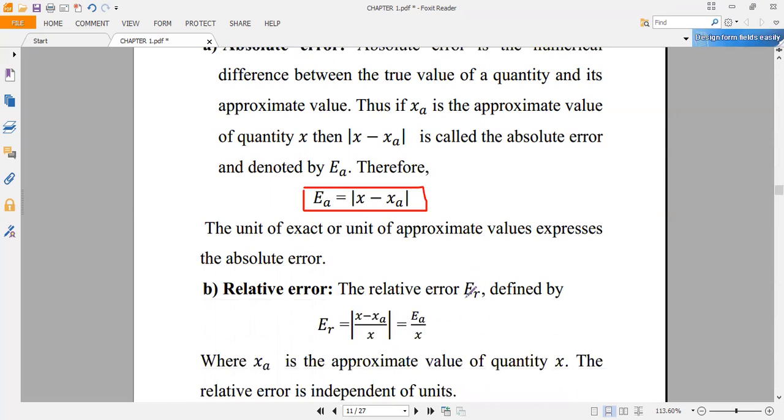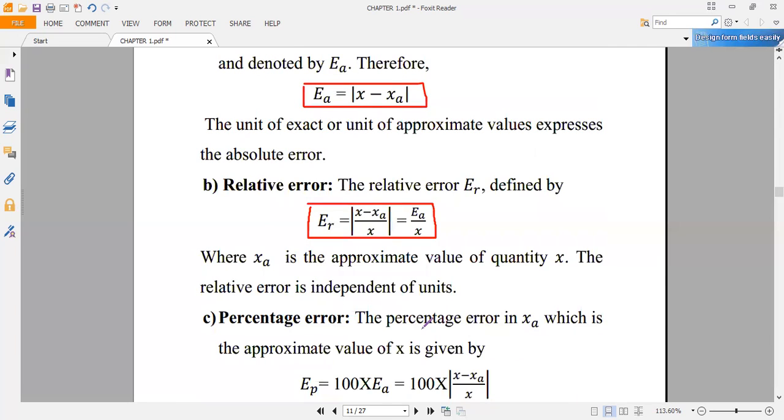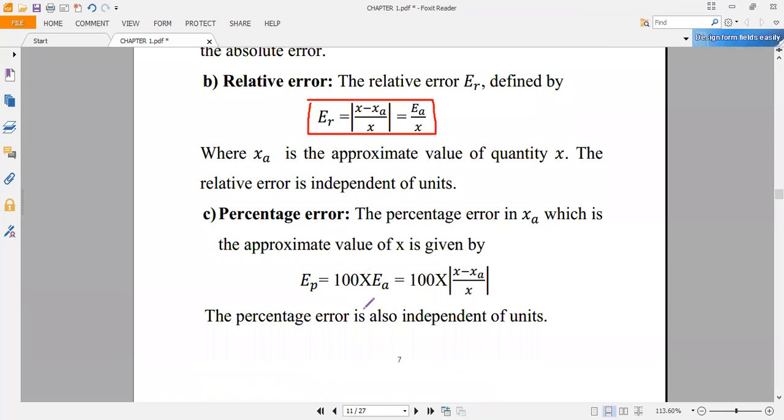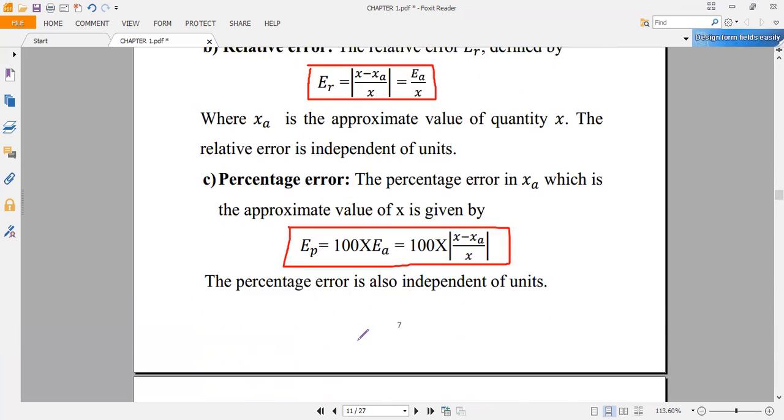The other one is the relative error, which is obtained by dividing the absolute error by the exact value. The relative error is defined as the absolute error over its exact value, and it is independent of units. The percentage error is obtained by multiplying the relative error by 100. Similarly to relative errors, percentage errors are also independent of units.